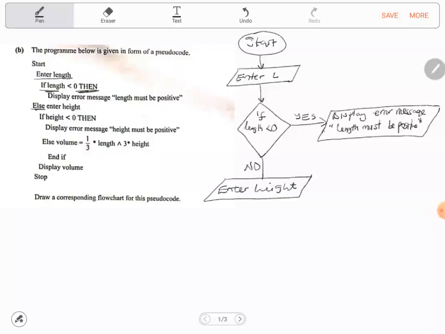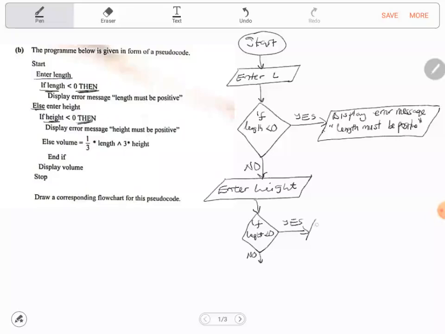After entering height, they are saying if height is less than 0, if is a decision, so we have another decision. We have another decision saying if height is less than 0, if it's yes, if it's no. So if it's yes, they are saying then display error message.